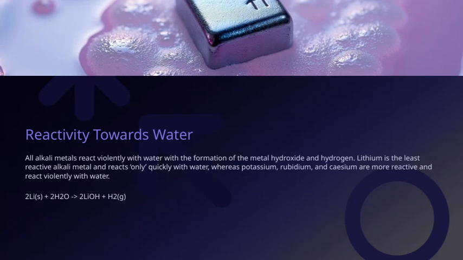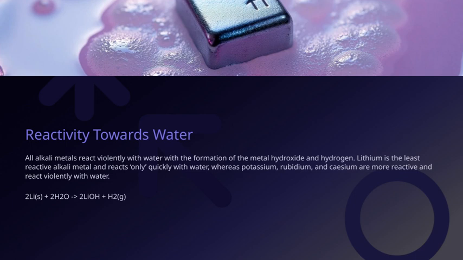Let's take a closer look at how alkali metals react with water. The general reaction can be summarized as 2Li plus 2H2O, which produces 2LiOH and hydrogen gas. This reaction is quite characteristic of all alkali metals. They react violently with water, forming a metal hydroxide and releasing hydrogen gas.